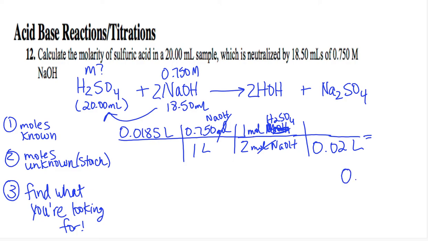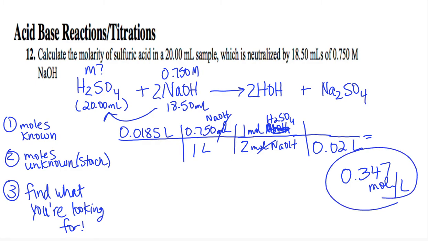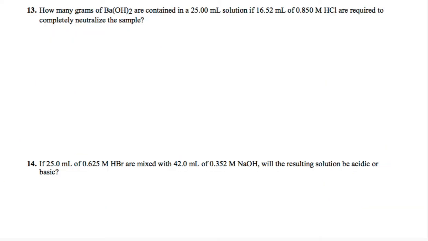Yep, I got 0.348, but 0.347 is close enough. 0.347 moles per liter. That is the concentration of my H2SO4. So again, it's always the same steps. Moles of known, moles of unknown, find what you're looking for. All right, let's do another one. It's going to have a little bit of a different twist. Not a hard twist, just something different.